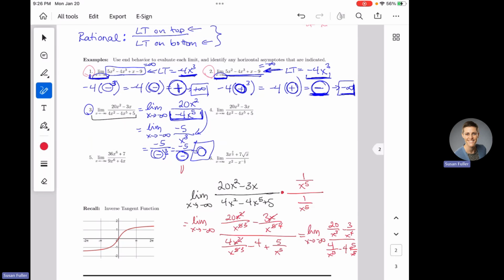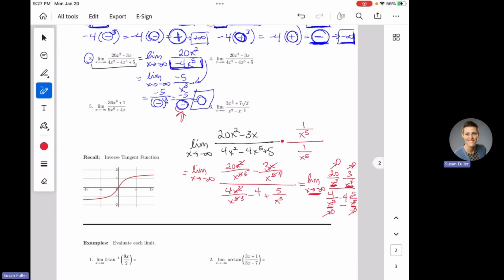And now notice, just like what happened here, if I have a number over a gigantic number, as x goes to negative infinity, a number over a huge number is going to go to 0. A number over a huge number goes to 0. This is just negative 4. And then a number over a huge number goes to 0. So what happens here is that I get 0 minus 0 over 0 minus 4 plus 0. I get 0 over negative 4, which is just 0.